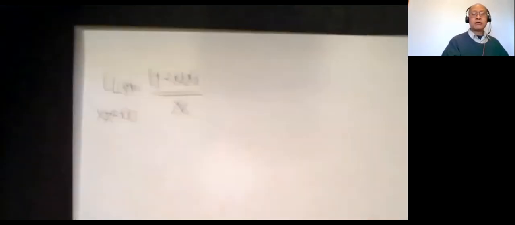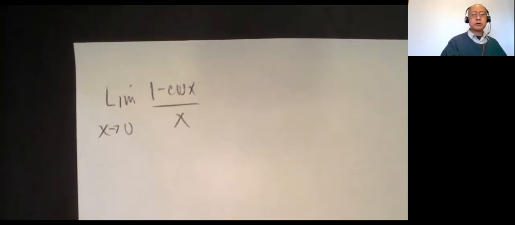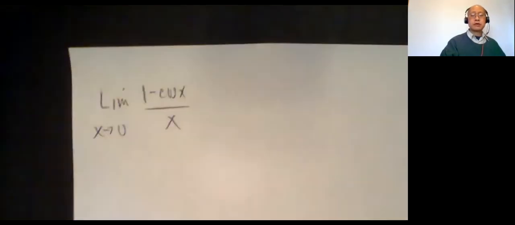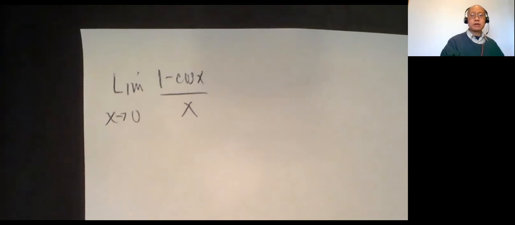Okay, so here we go. It's a L'Hopital's root problem. Hopefully it's not too bad. I'll hold this up for maybe 15, 30 seconds. Find the limit as x approaches 0 of 1 minus cosine x over x. When you're done, put your answer in the chat and you may leave. It is a L'Hopital's root problem.